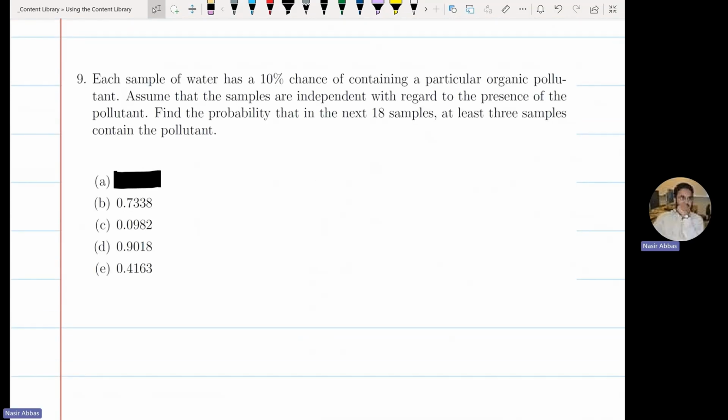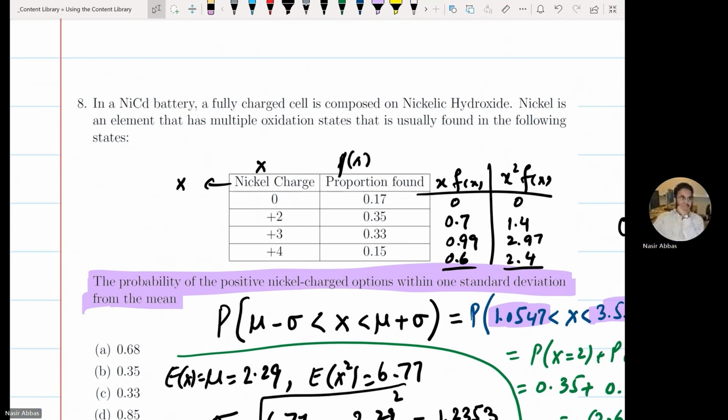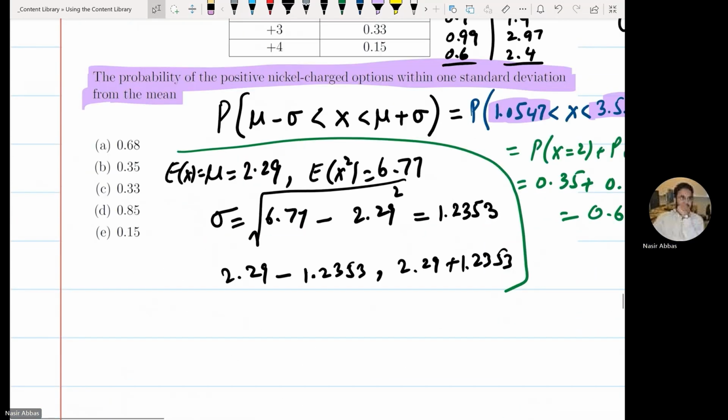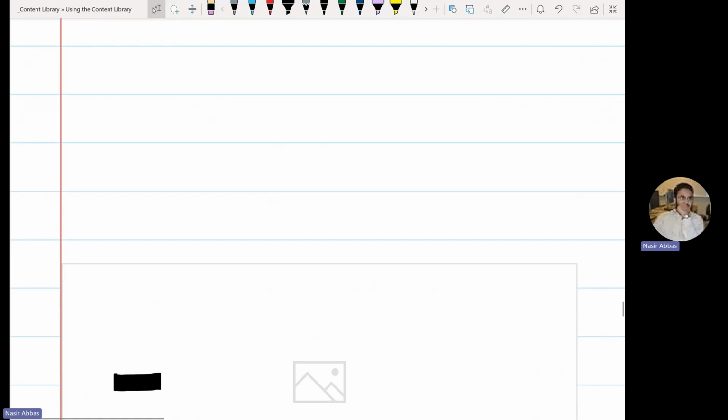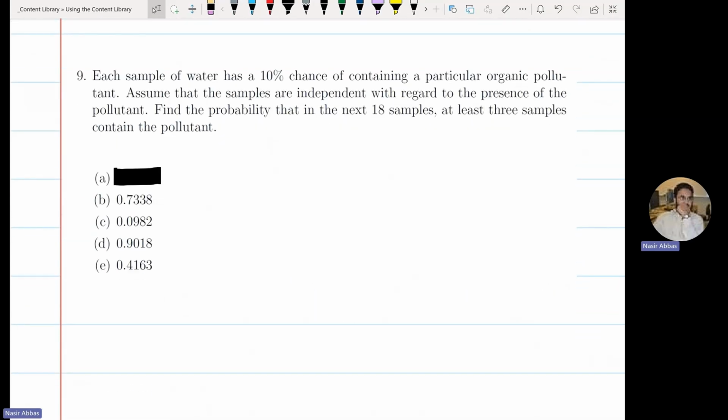Yes. Good question. No. We might play around with the probabilities in such a way that within plus or minus 1 standard deviation will not be the most.